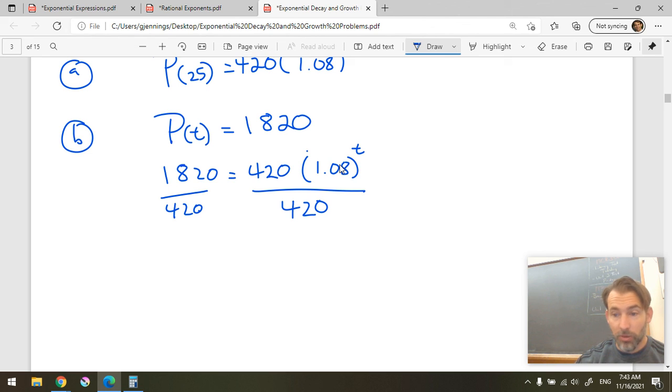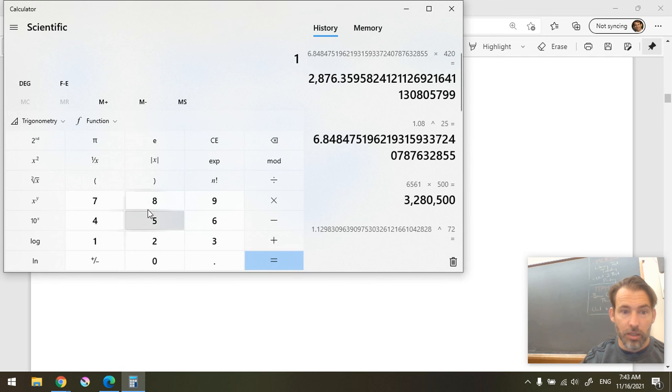So 1820 divided by 420 is some ugly number.